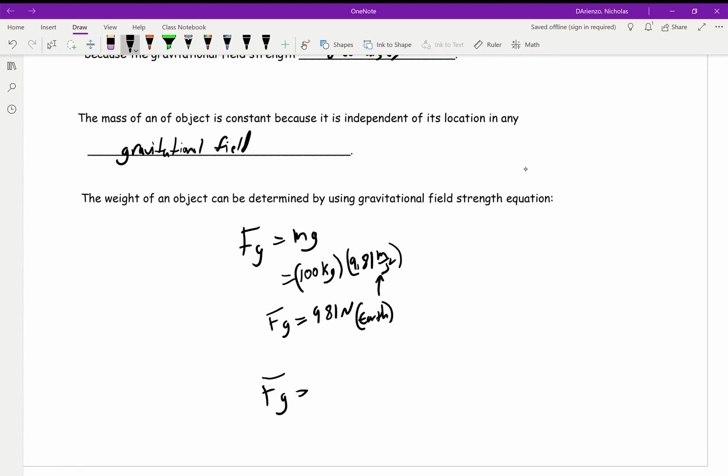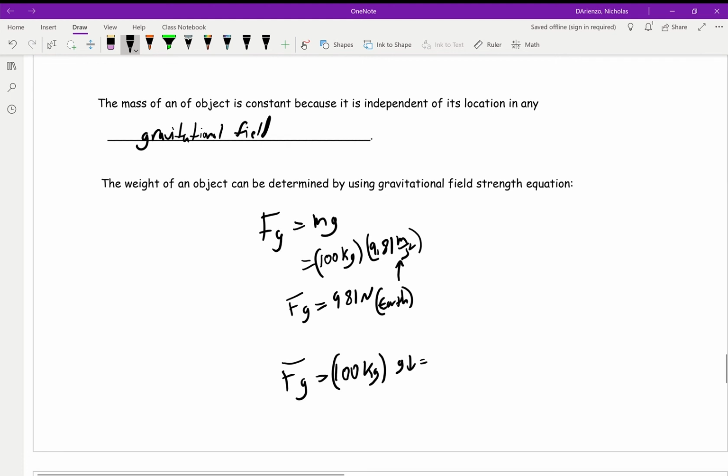If we consider the weight on the moon, we would have the same mass, but the g is going to be smaller. Let's say we were to call it half. So let's call it 4.9 meters per second squared, and this is just for example here. Our weight would then come out to be half of what it was, about 490 newtons, and that would be our weight on the moon.